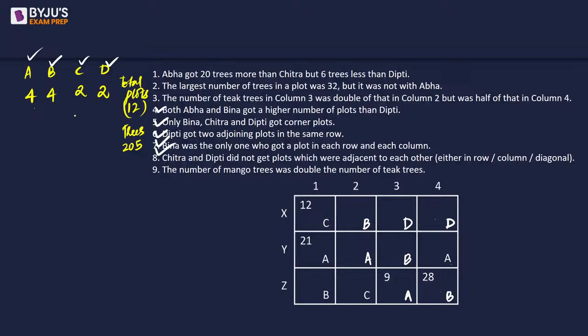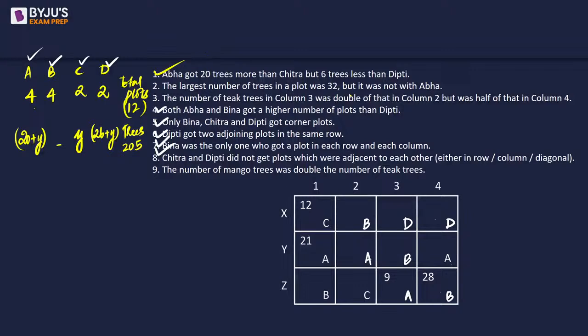Okay. So for Chitra, if the number of trees I take as Y, Abha got 20 trees more than Chitra, so this is 20 plus Y. But 6 trees less than Dipti, so Dipti should get 26 plus Y. What about Bina? We don't know as of now. So the first statement is done.